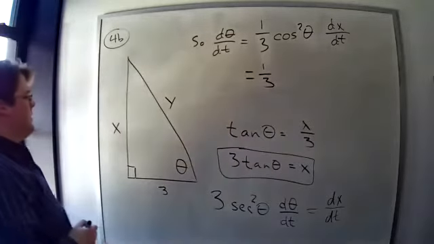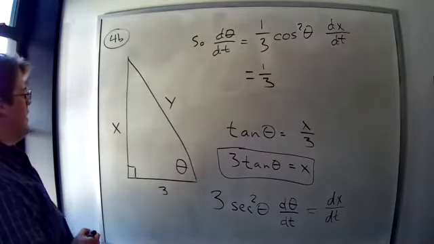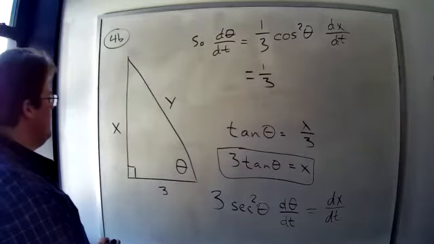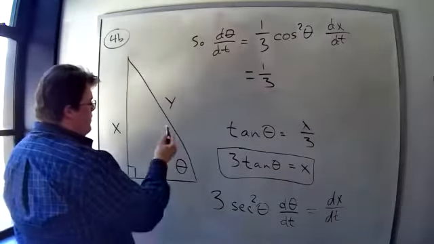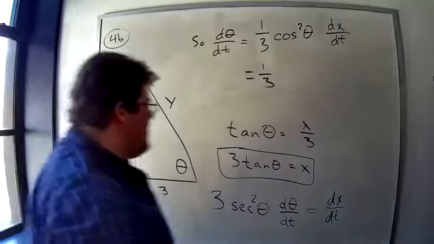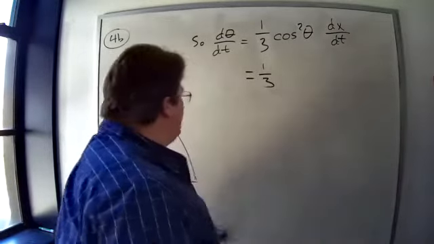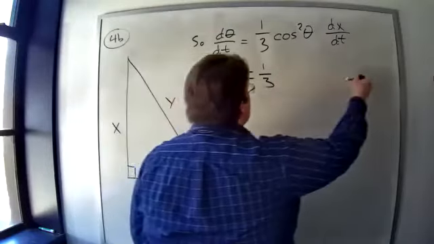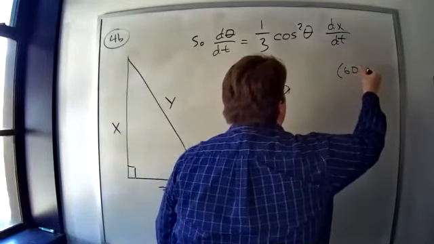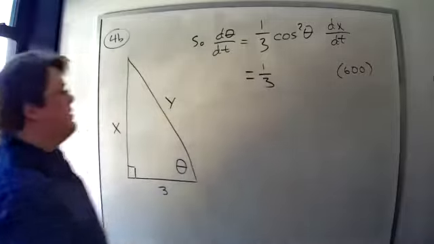What is cosine squared of theta? Well, cosine of theta is what? 3 over y. What's y? Well, we're going to have to do some simplifying to figure this out. So we have 1/3, we have cosine theta. What was dx dt? It was 600. So we're going to need a number between them.